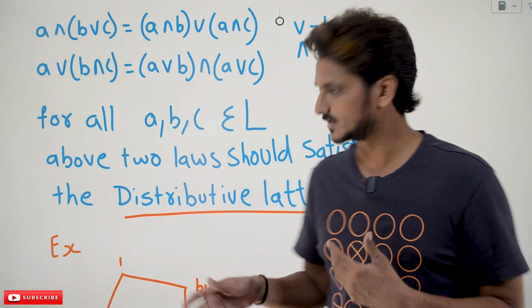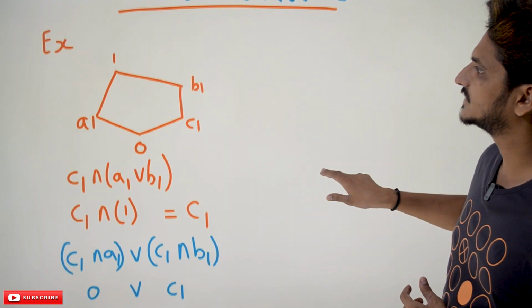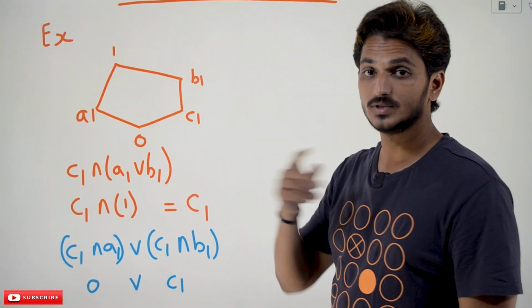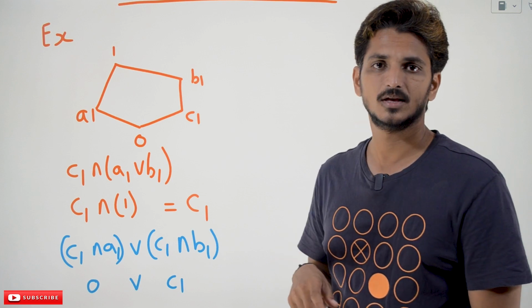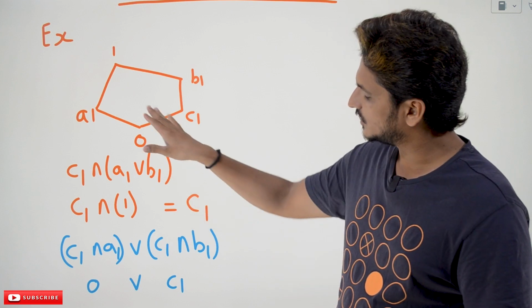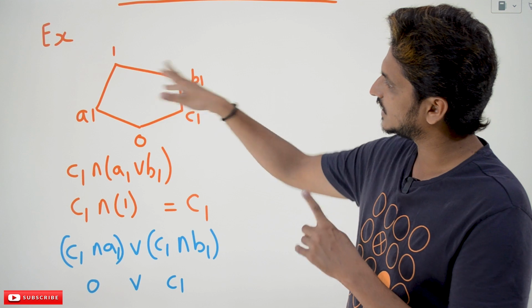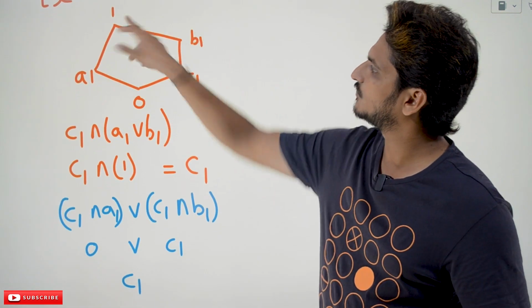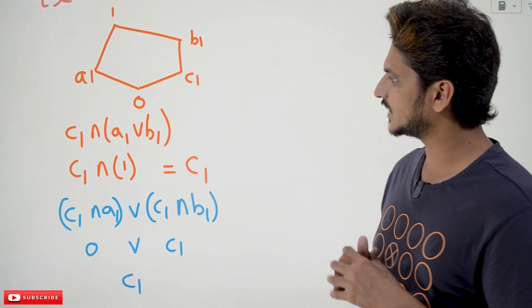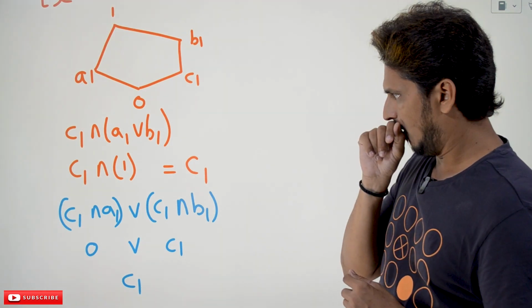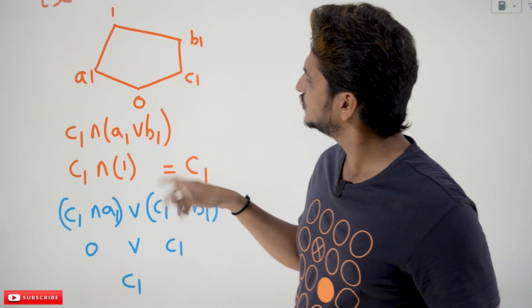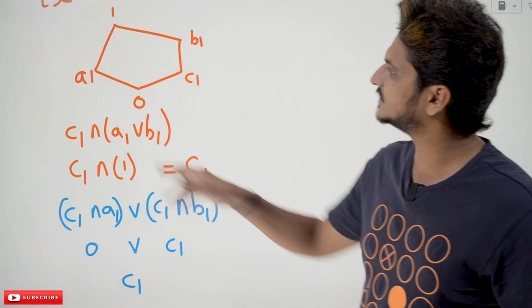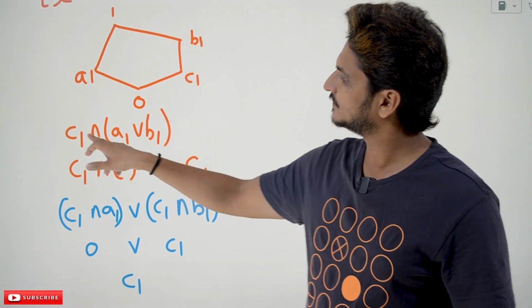Some of the examples are, see here, example 1, this is a lattice which is a distributive lattice. We will show one example of how to check the conditions. So 0, A1, C1, B1, 1. These are the vertices we have in this lattice. In this lattice, you need to check. Let's take any three elements, A1, C1, B1.